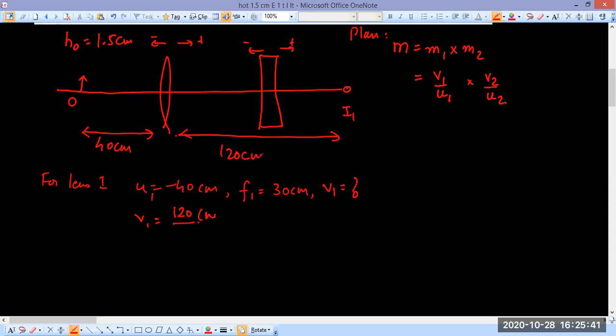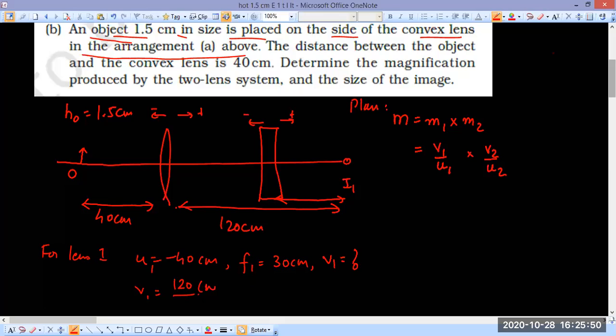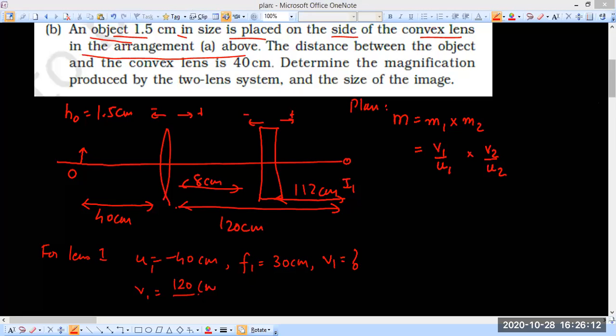Diagram draw કરજો તો જ તમને ખબર પડશે તમે શું કરો છો. So what's this distance? અચ્છા, આ લેન્સ વચ્ચે કેટલું ડિસ્ટન્સ હતું? What was the distance between lenses? 8 સેન્ટીમીટર હતું ને લગભગ. Sorry, yeah, 8 centimeter. This is 8 centimeter. So this is going to be 112 centimeter. હા, તો હવે શું લખવાનું?